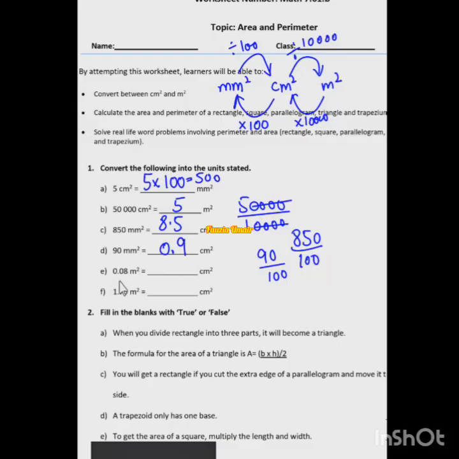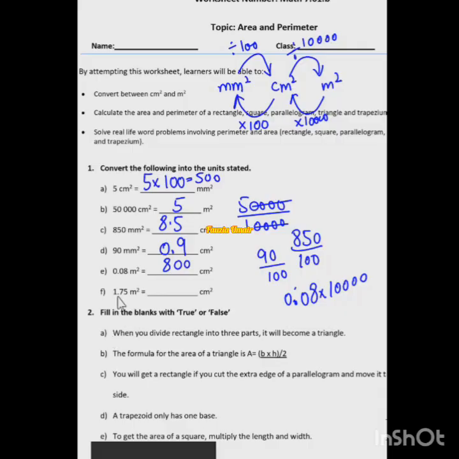So 0.08 meter square to centimeter square. So we have to multiply 0.08 with 10,000. So what would be the answer? Shift the decimal. 800. Very good, excellent.